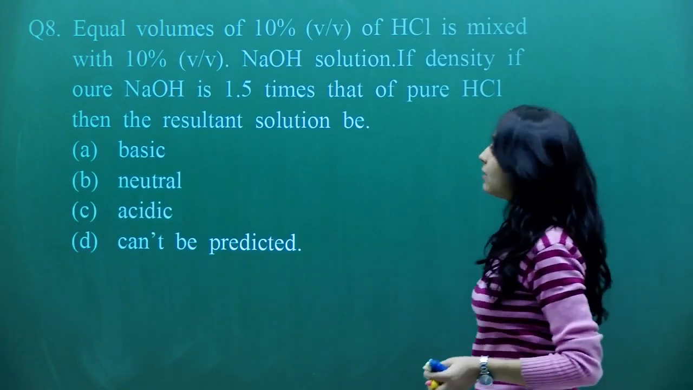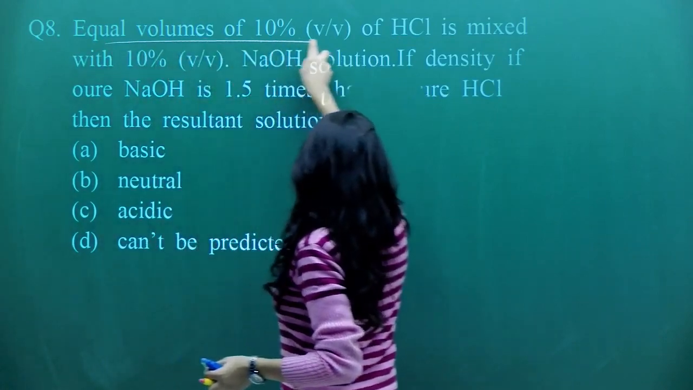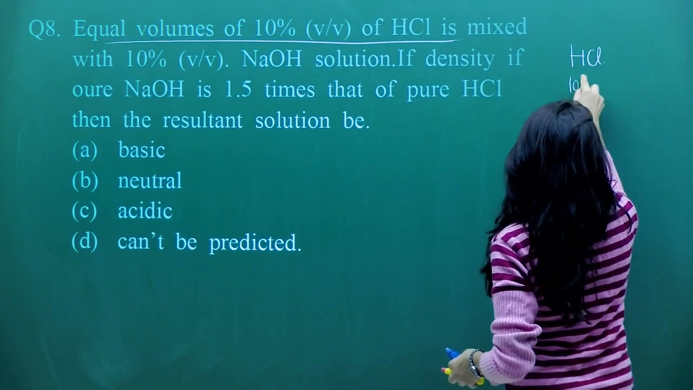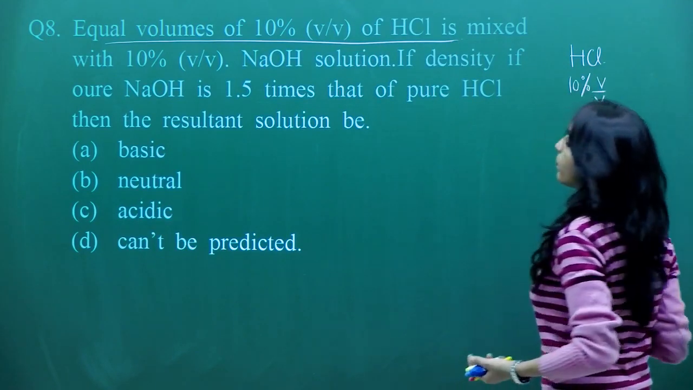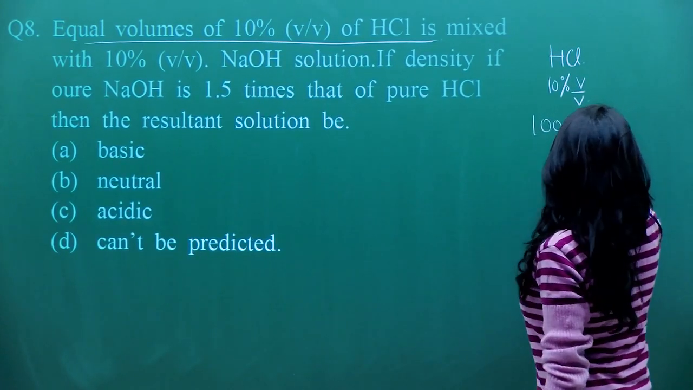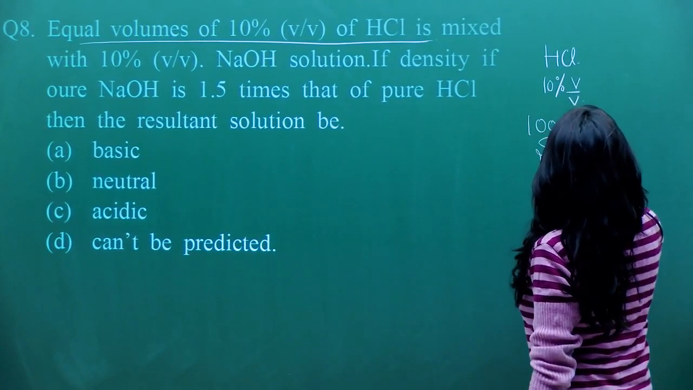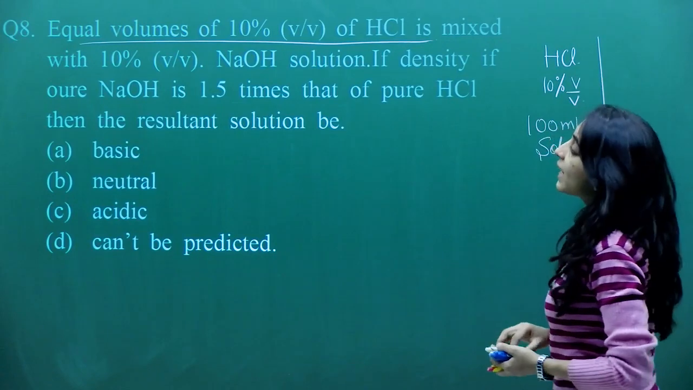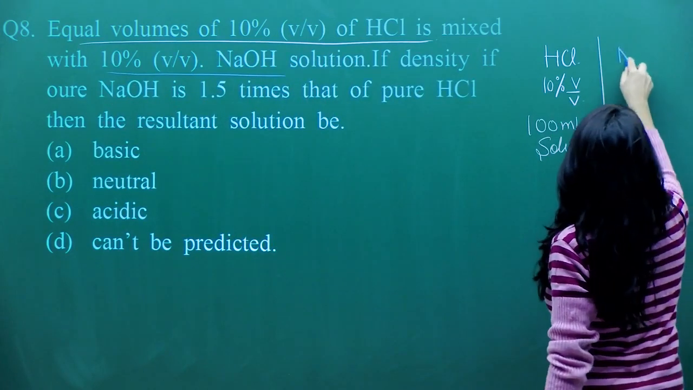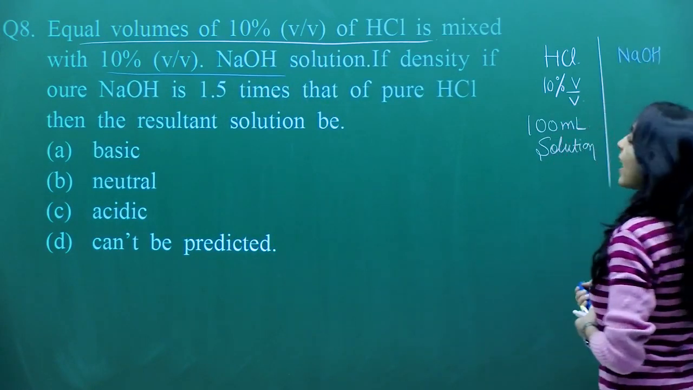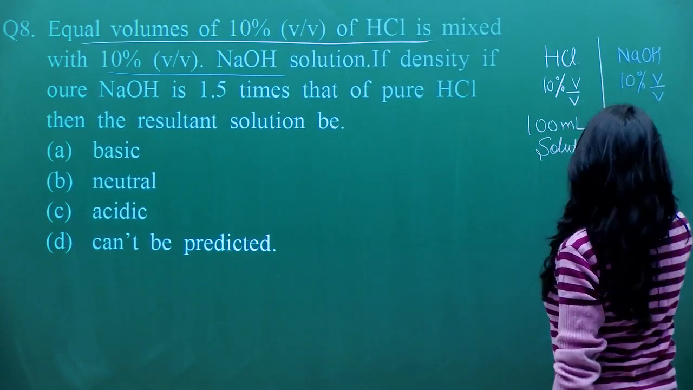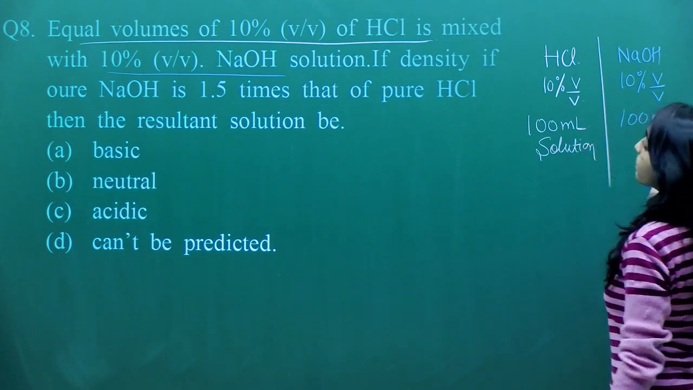Question number 8 says that equal volumes of 10% V by V HCl. I have HCl which is 10% volume by volume. Equal volume means I don't know what is given, so let me take just 100 ml of solution. Is mixed with 10% volume by volume NaOH solution. NaOH that is given to me is again 10% V by V, equal volume means I am taking 100 ml.